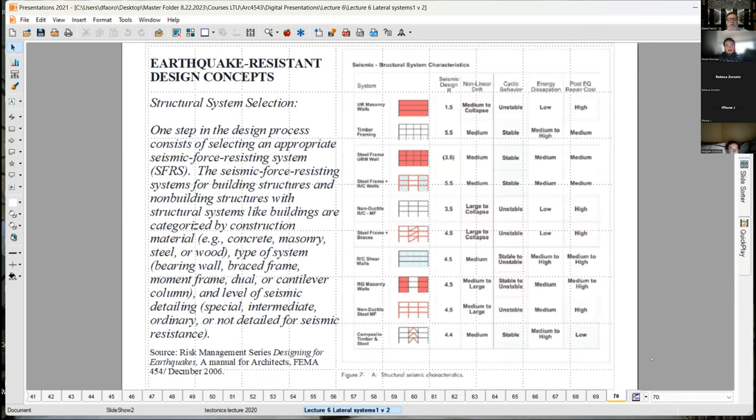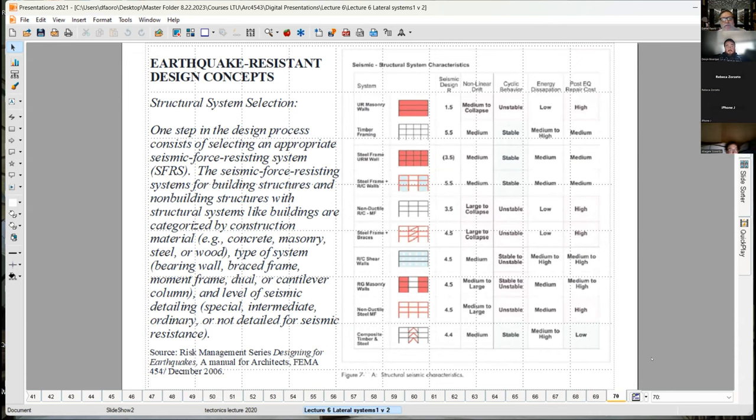All right, earthquake-resistant design concepts, what do they look like? One of the two teams in this next lab is going to be dealing with an earthquake or seismic evaluation for the building that you're going to be designing. So this is probably a couple of slides you want to remember. This is basically from a risk management reference designed by FEMA for engineers and architects.